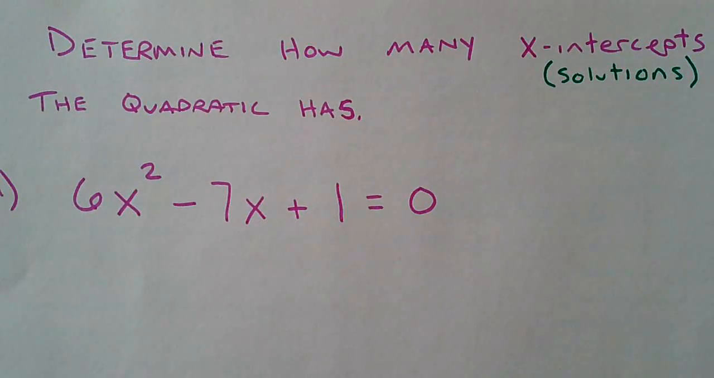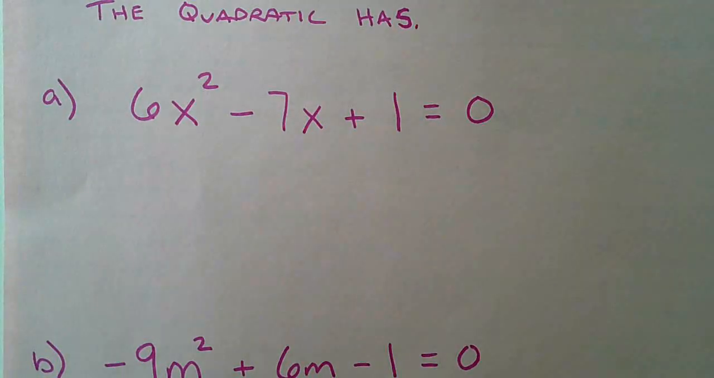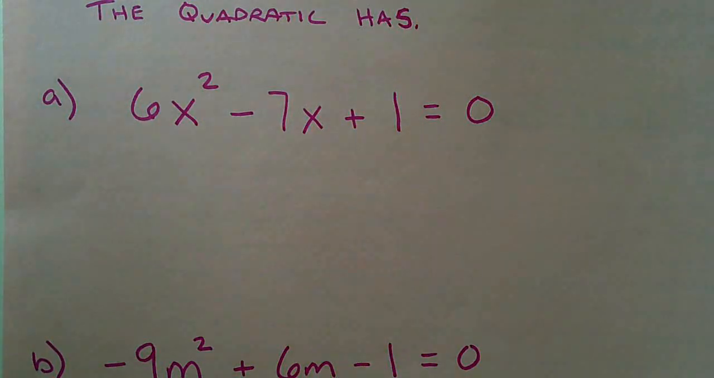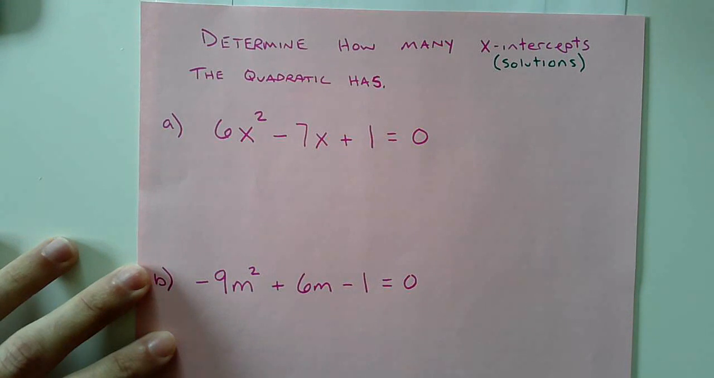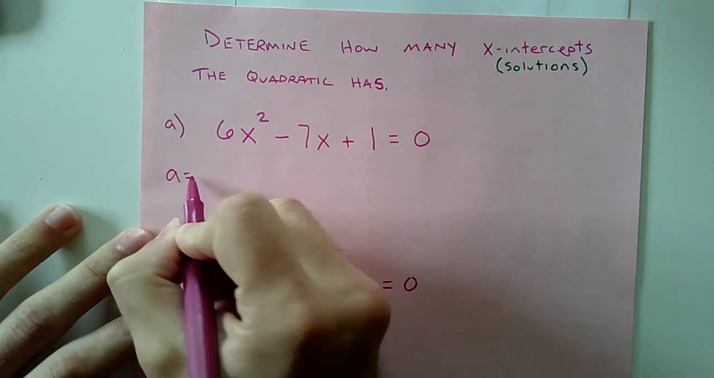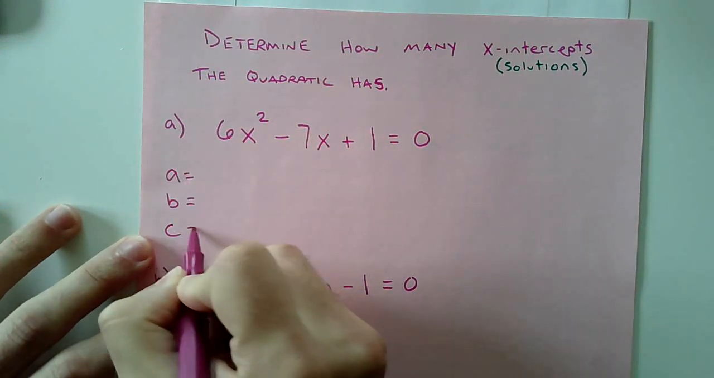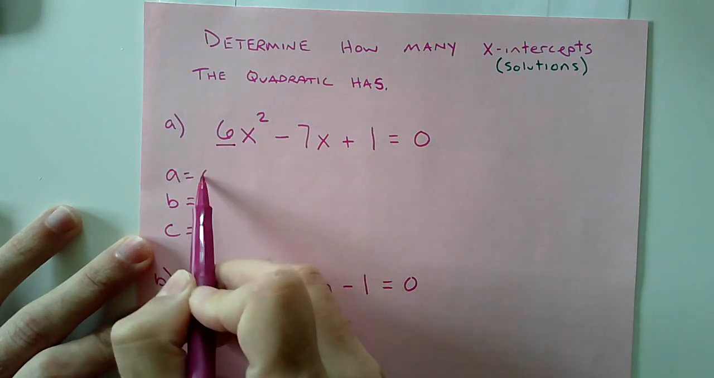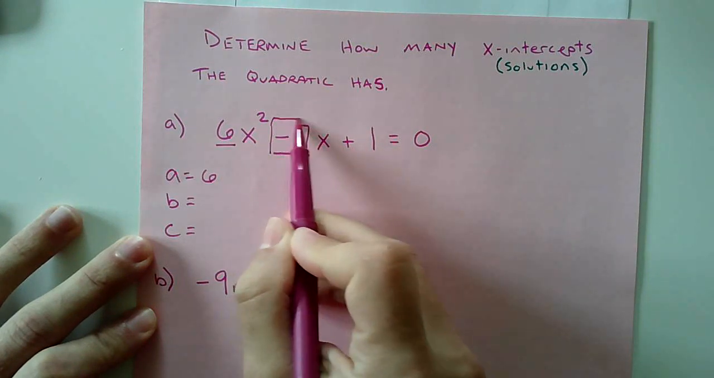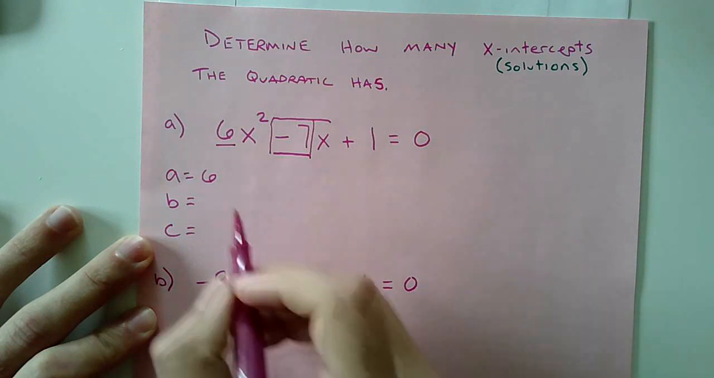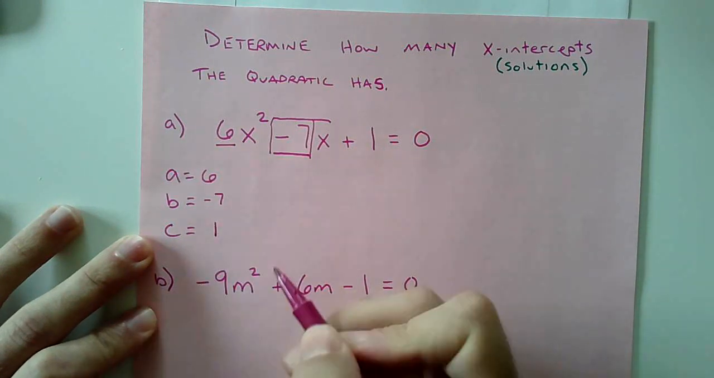Determine how many x-intercepts, or solutions, the quadratic has. All right, so here's our first example: 6x squared minus 7x plus 1 equals 0. I'm happy it's in standard form. If it wasn't, I would want to move some terms over so it's equal to 0. I need to identify A, B, and C. A is 6. B is negative 7. Don't forget that minus 7x includes the negative. So negative 7 for B, and C is 1.